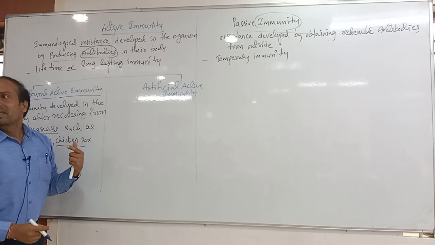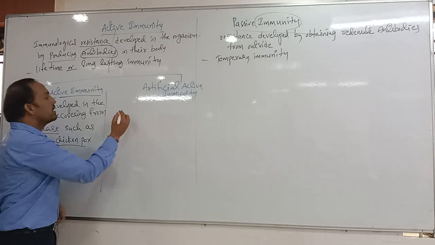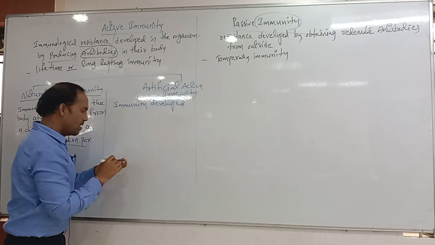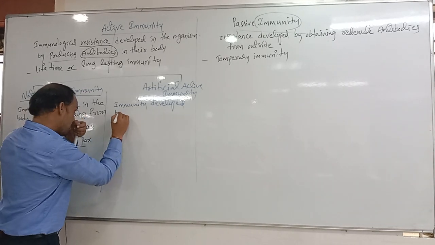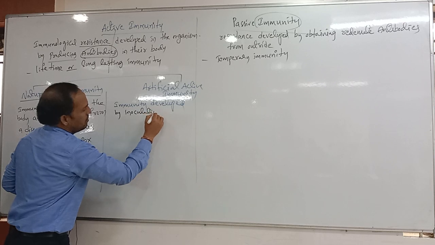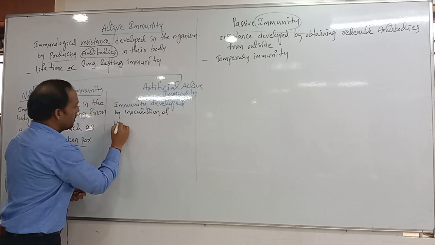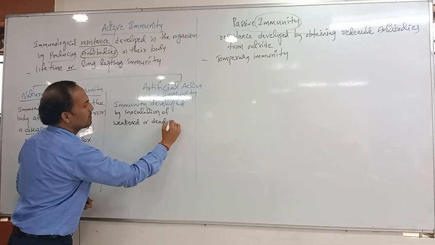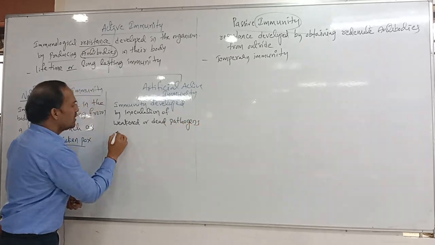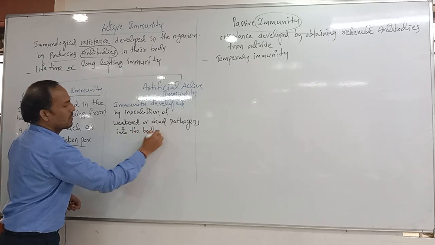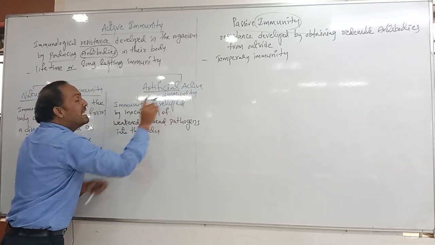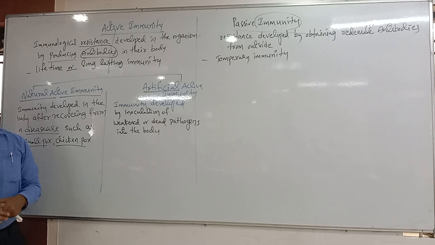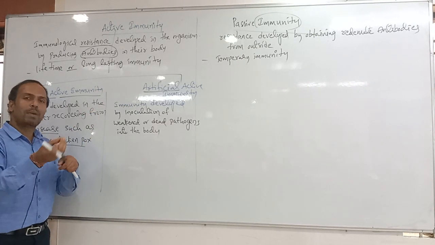In artificial active immunity, the immunity is developed by inoculation of weakened or dead pathogens into the body. Very good. This is called artificial. Artificial means we are intentionally introducing the pathogen into our body. Understood?